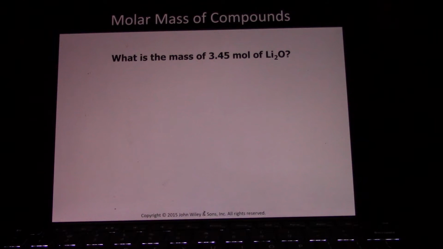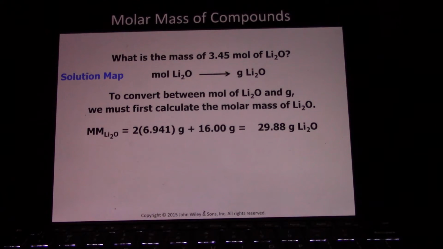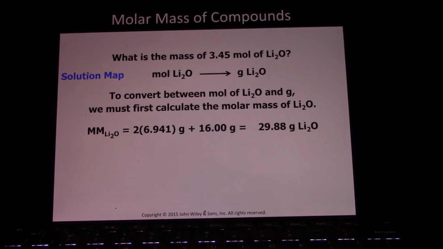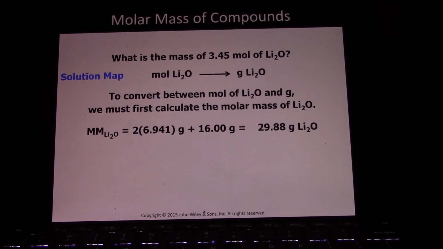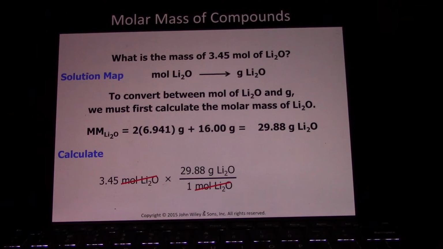What is the mass of 3.45 moles of lithium oxide? Well, we have to find the molar mass of lithium oxide, Li2O. You have to add up 2 lithiums and 1 oxygen to get 29.88 grams per mole. And now we convert. 3.45 moles of lithium oxide times 29.88 grams per mole gives us 103 grams of lithium oxide.